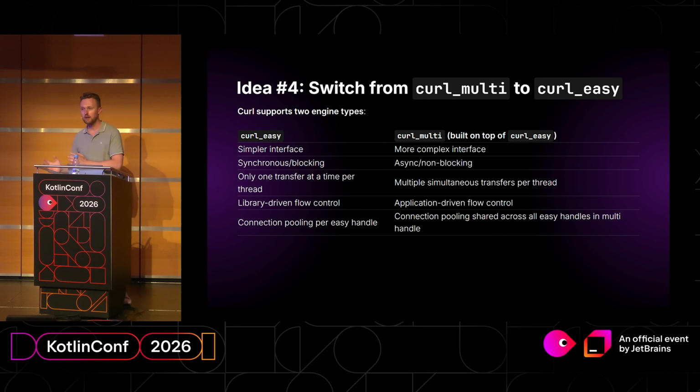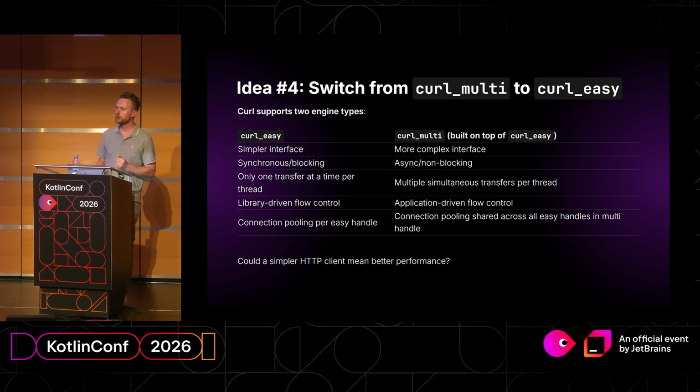Curl Multi, on the other hand, is much more complex. It's built on top of Curl Easy, and it actually dispatches to Curl Easy for most of its work. It's asynchronous and non-blocking, which means that there are multiple simultaneous transfers happening within a single thread. The library itself handles all of the flow control. Again, those columns are switched. But then the connection pooling that you get is shared across all of the threads that you have. You don't have to handle connection pooling sharing yourself.